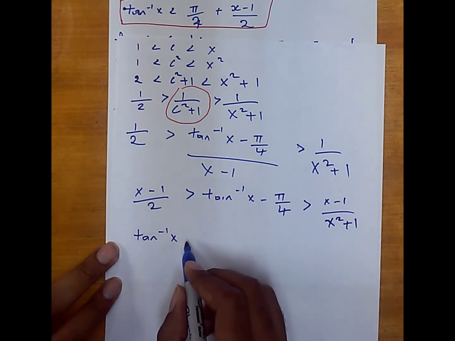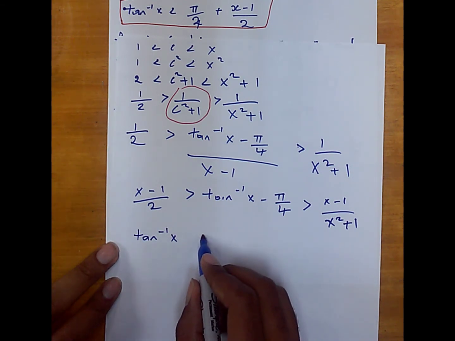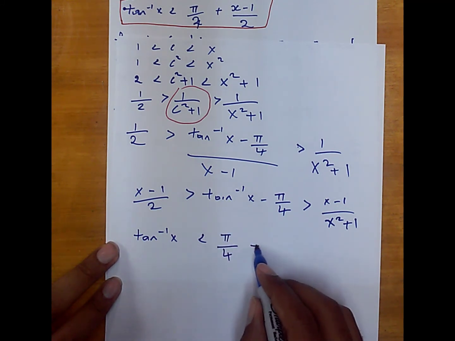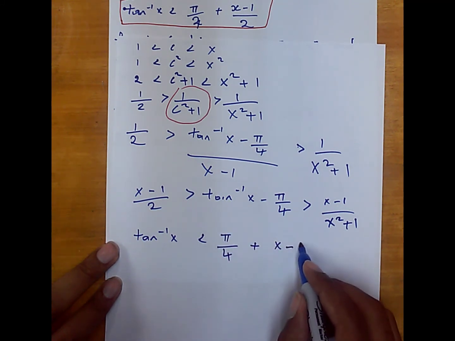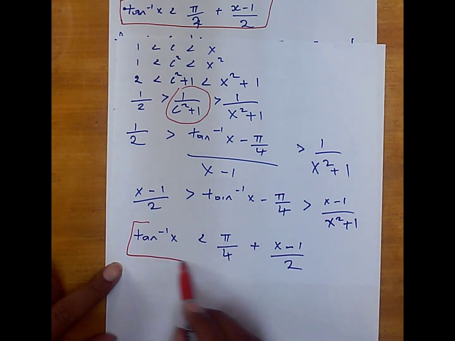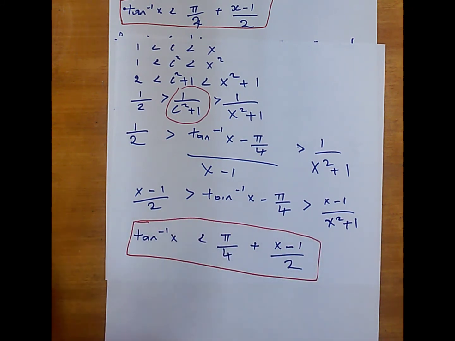implying our tan inverse of x is less than pi over 4 plus x minus 1 over 2. And this is our final answer. So by MVT, we have proven that if f of x is equal to tan inverse x for x greater than 1, then tan inverse x is less than pi over 4 plus x minus 1 over 2.